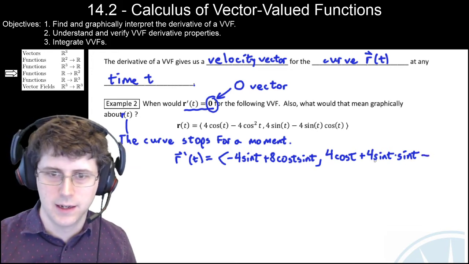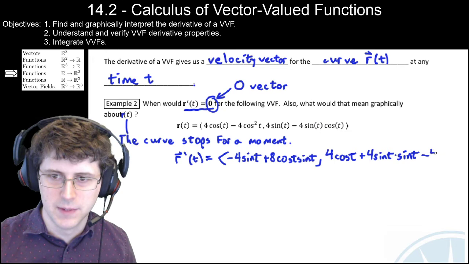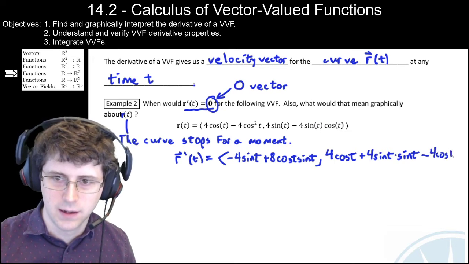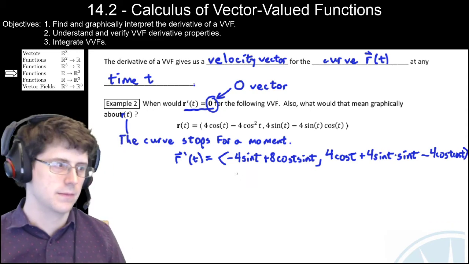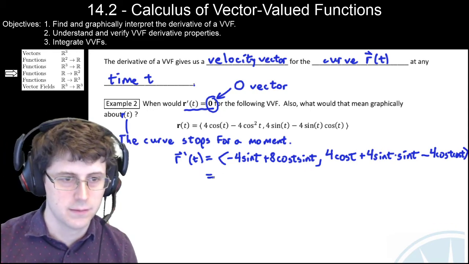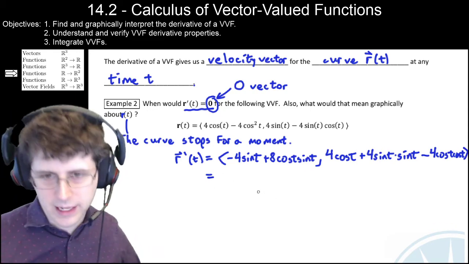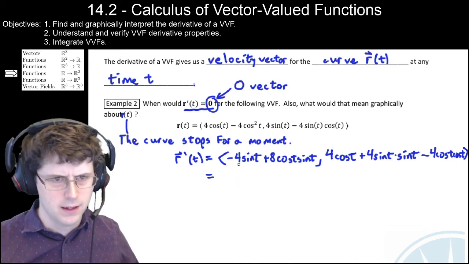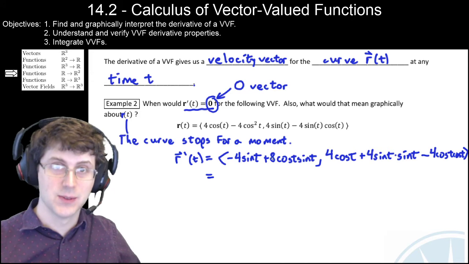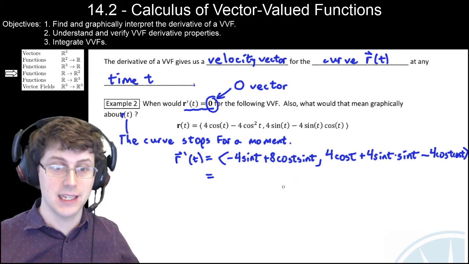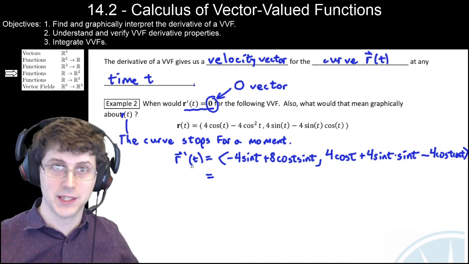And then take the derivative of the first term, and keep the second the same. Okay, what do we end up with here? Well, my plan is to set all of these things equal to 0 to see what values of t make r prime of t equal 0.